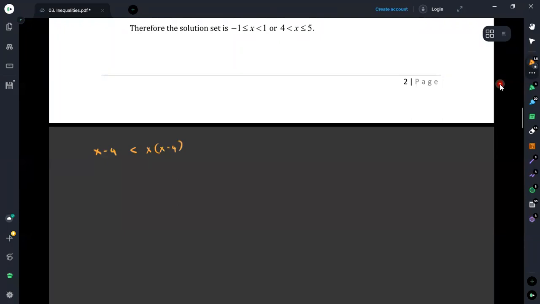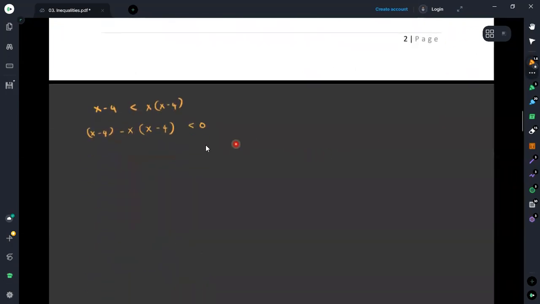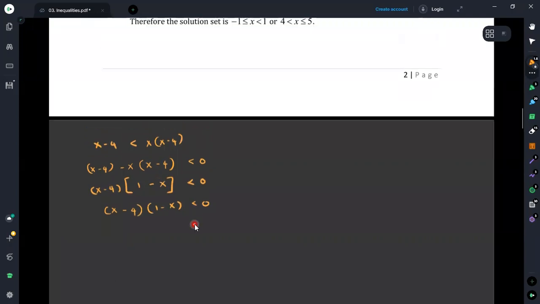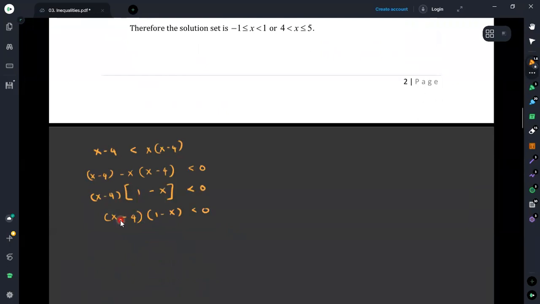Therefore, I will take all the terms to the left hand side of this inequality. Then I get x minus 4 minus x times x minus 4, and it is greater than 0. Now we can factor this expression. Here x minus 4 is common to both terms. Taking x minus 4 out, the remaining quantity is 1 minus x: 1 from the first term and minus x from the second term. Once we factor out, the inequality we get is x minus 4 times 1 minus x less than 0. Now we need to find the feasible region which satisfies this inequality.